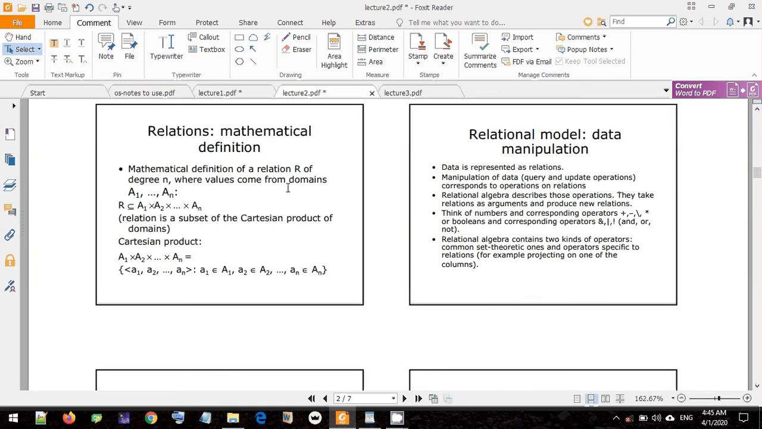Mathematically, we can define a relation R of degree n where values come from domains A1, A2, up to An, as follows: the relation R is a subset of the Cartesian product of the domains A1, A2, right up to An. The Cartesian product of domains A1, A2, right up to An can be defined as the set of tuples (a1, a2, ..., an) such that a1 belongs to the domain A1, a2 belongs to the domain A2, right, and an belongs to the domain An.